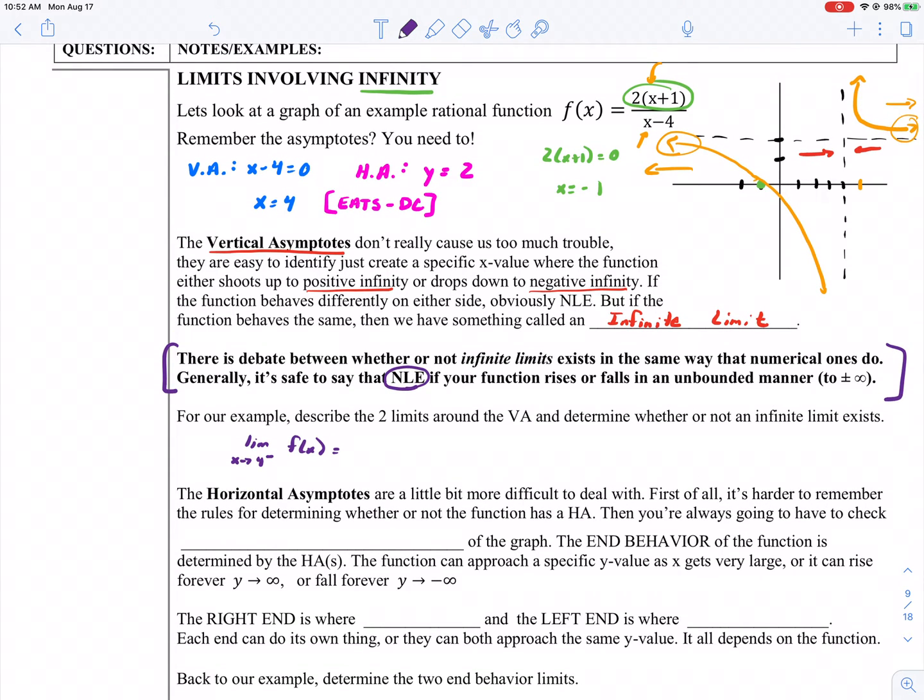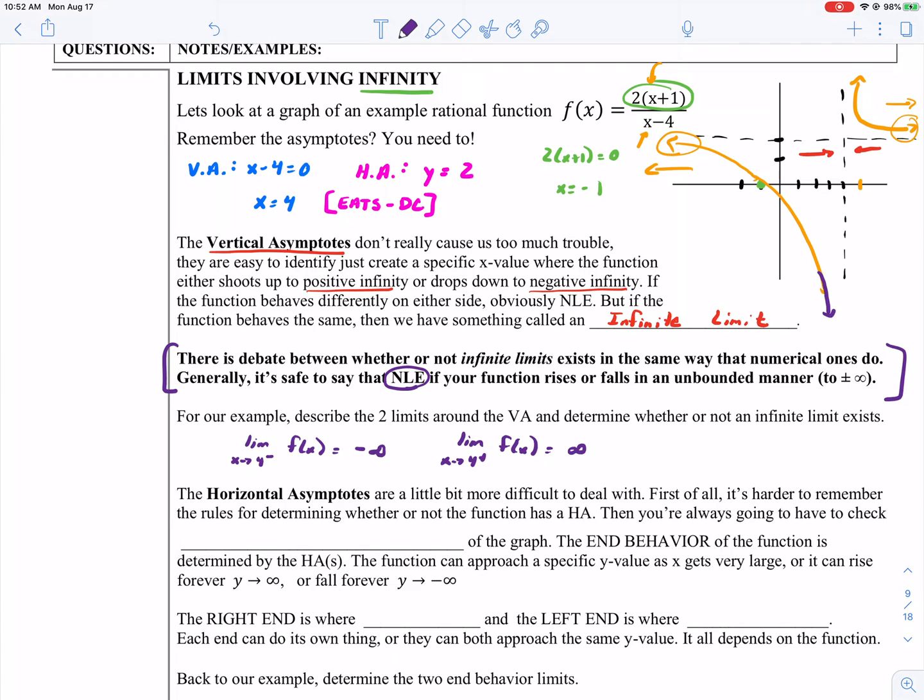So if you're going to approach from the left, you're going to end up on this side, which means you are going to negative infinity. And then if you approach x equals 4 from the right of f of x, you are going to be approaching positive infinity. Those are what we would consider infinite limits.